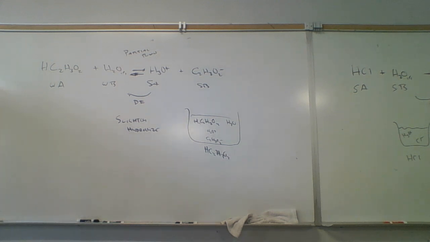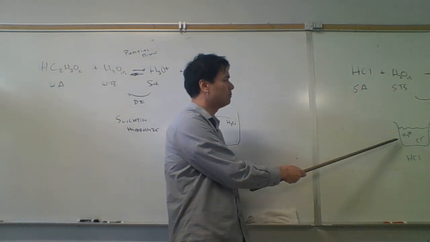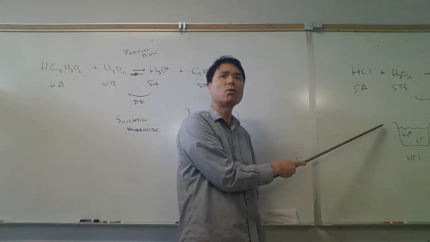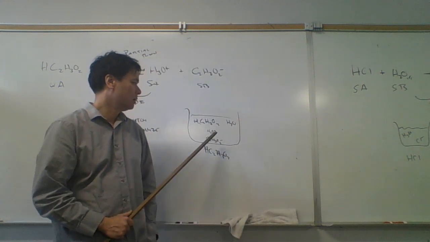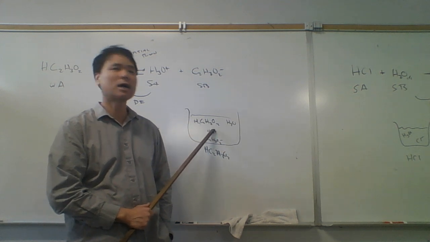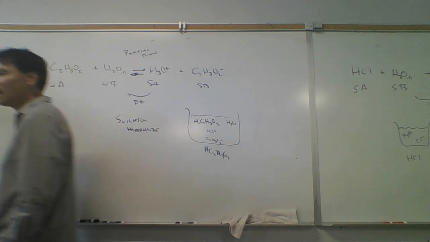Okay, that's going to impact the pH. The pH is a function of how much hydronium. So for example, HCl is going to have more hydronium. More hydronium means a lower pH. Acetic acid has less hydronium. Less hydronium means higher pH. So this is a higher pH, that's a lower pH. So it's going to impact the pH.